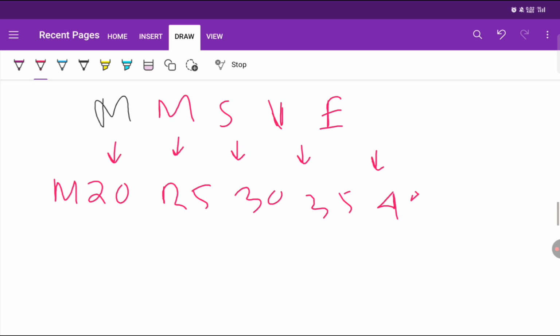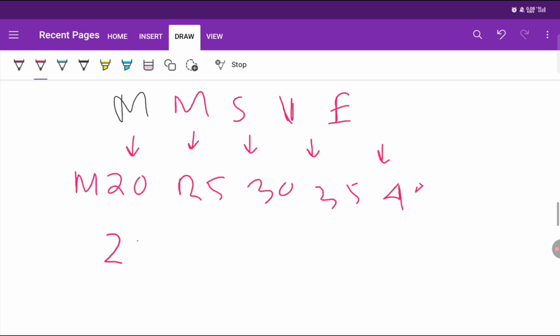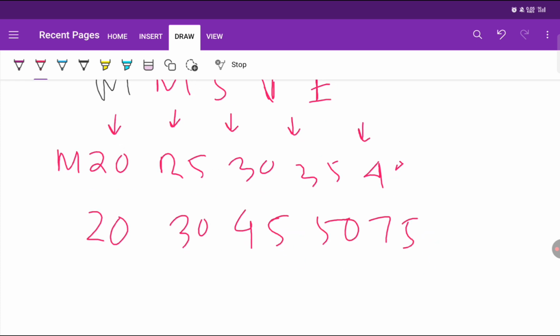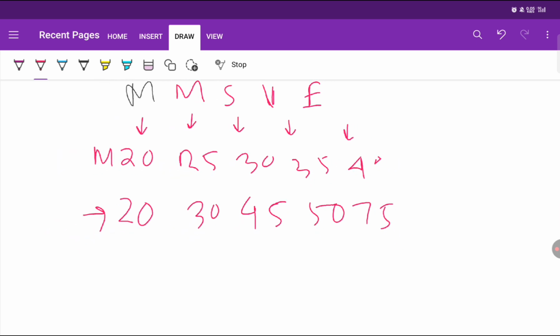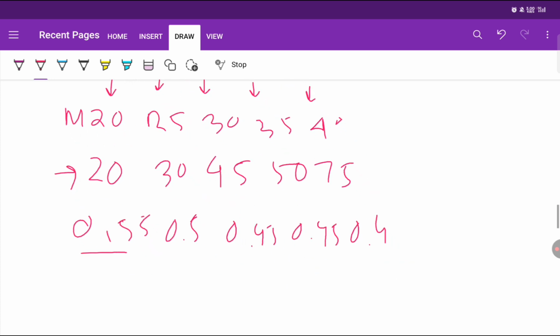So these are the grades of concrete. Now if I add the concrete cover, we will have 20 mm, 30 mm, 45 mm, 50 mm, 75 mm. These are the minimum concrete covers. And if I write the water cement ratio, then 0.55, 0.5, then two 0.45s, and the last one is 0.4. Remember it as the first one 0.55 to the last one 0.40, then 0.5, and the third and fourth are the same.